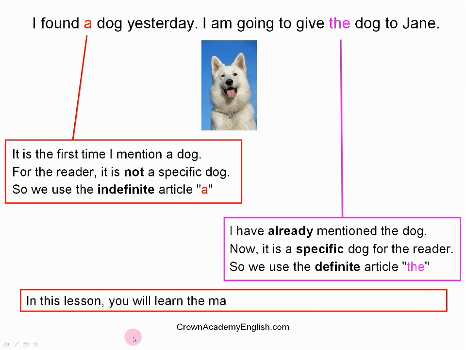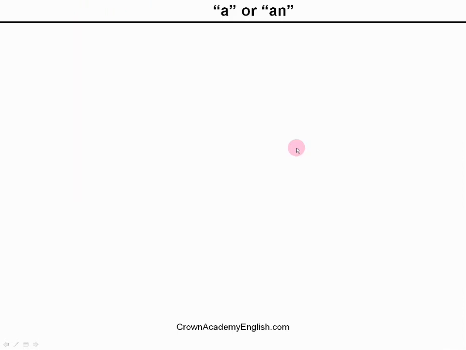And in this lesson, you will learn the main uses of the indefinite article. So you are going to learn everything about the indefinite article a and an. So first of all, which one do we use? Do we say a or an?